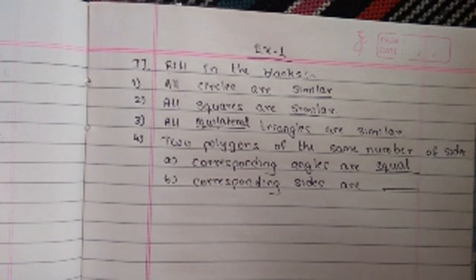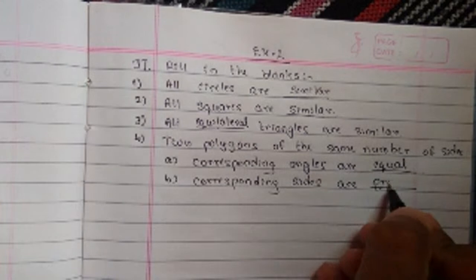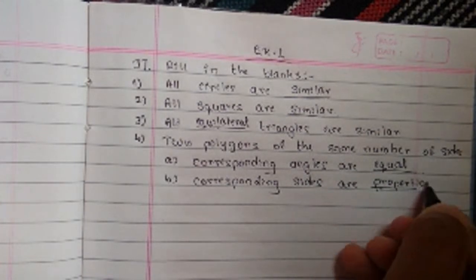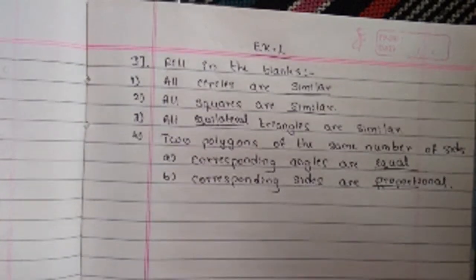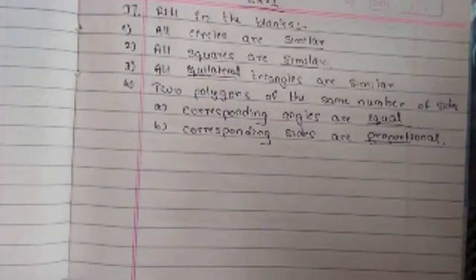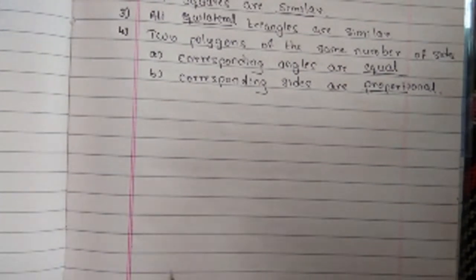Comment your answer first. Corresponding sides of similar figures are proportional. Okay, this is about the first main. The next one, second main.